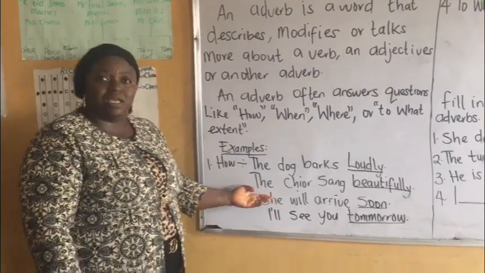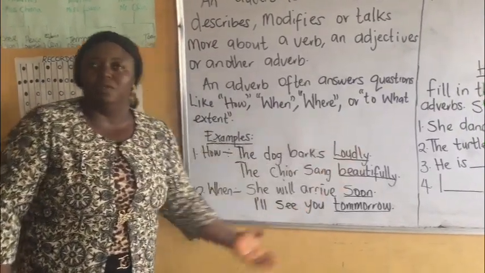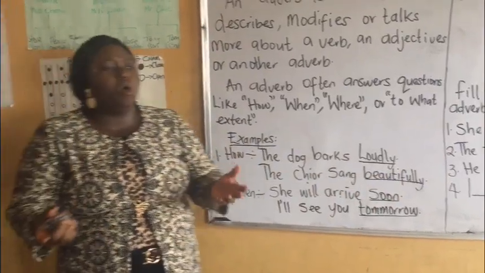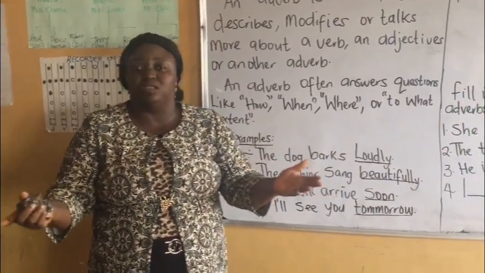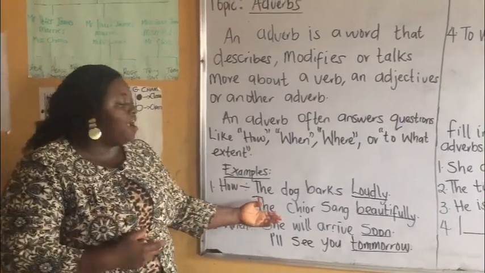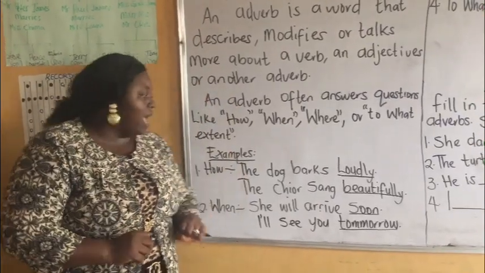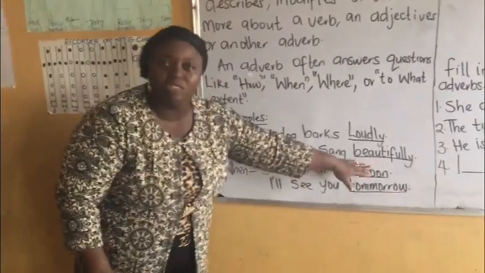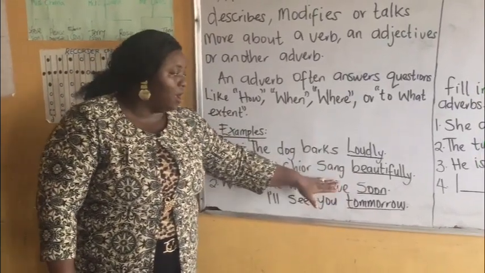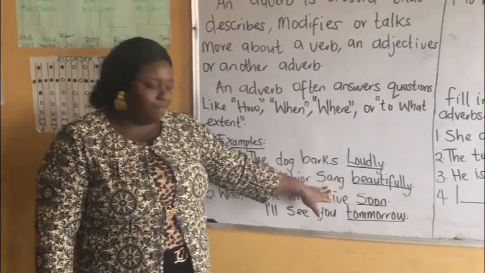Now our next example: the choir sang beautifully. We have seen a lot of choirs sing, and sometimes they don't sing beautifully. But now we have heard that some choirs can actually sing beautifully. So the beautifully is modifying or talking about how the choir sang.